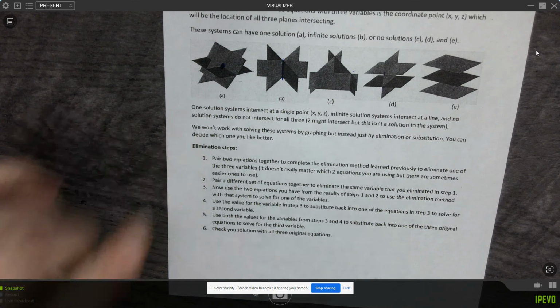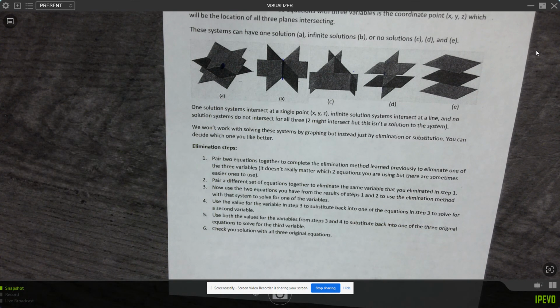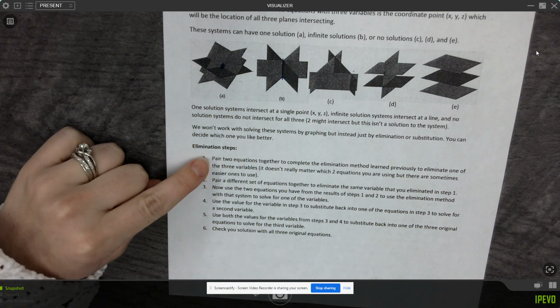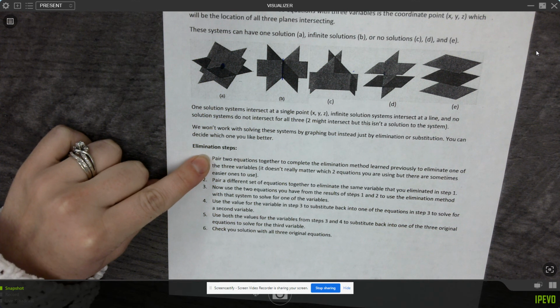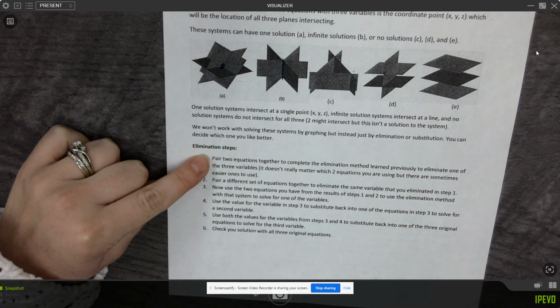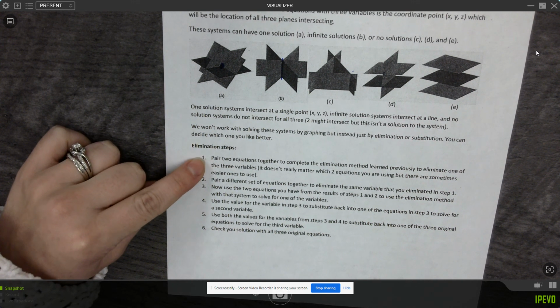So, elimination. You are going to essentially do elimination 3 times. So you are first going to pair 2 equations together and complete the elimination method like you have previously learned to eliminate one of the 3 variables. It does not matter which 2 equations you use or which variable you are trying to eliminate, but there are sometimes easier ones to pick, all right? And I'll point that out in your example.